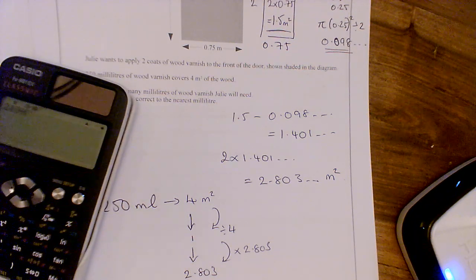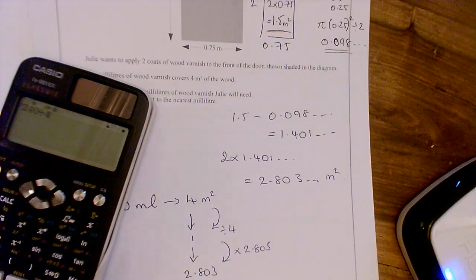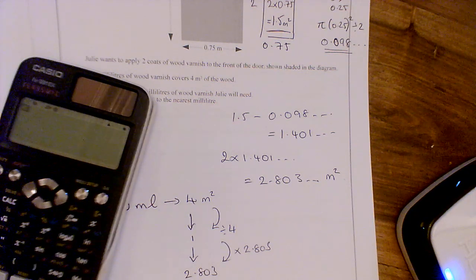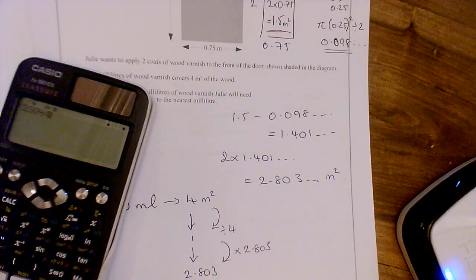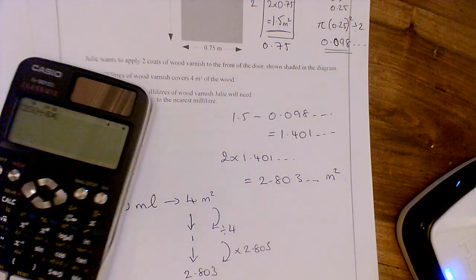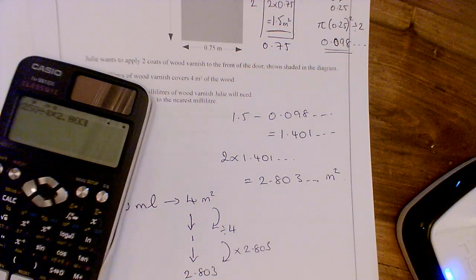250 divided by 4, and then do I ever put 240 again? I'm such an idiot. 250, that's better. Divided by 4 times by this number, 2.803. I've lost the accuracy because I've had to round there, and that turns out to be 175.